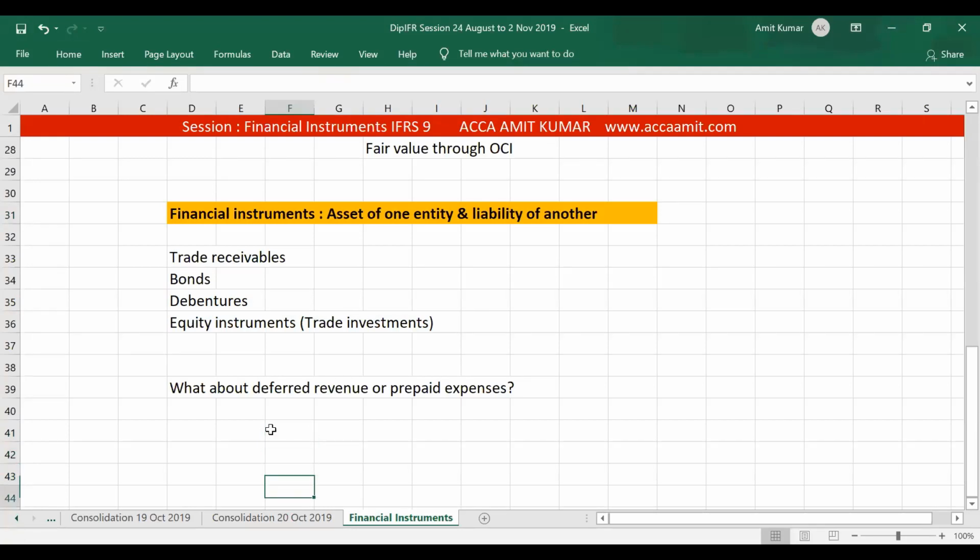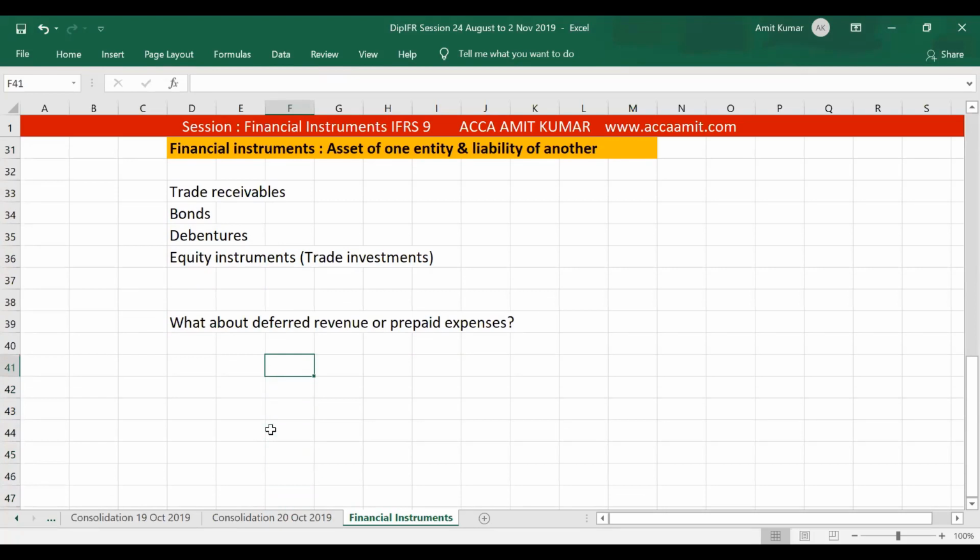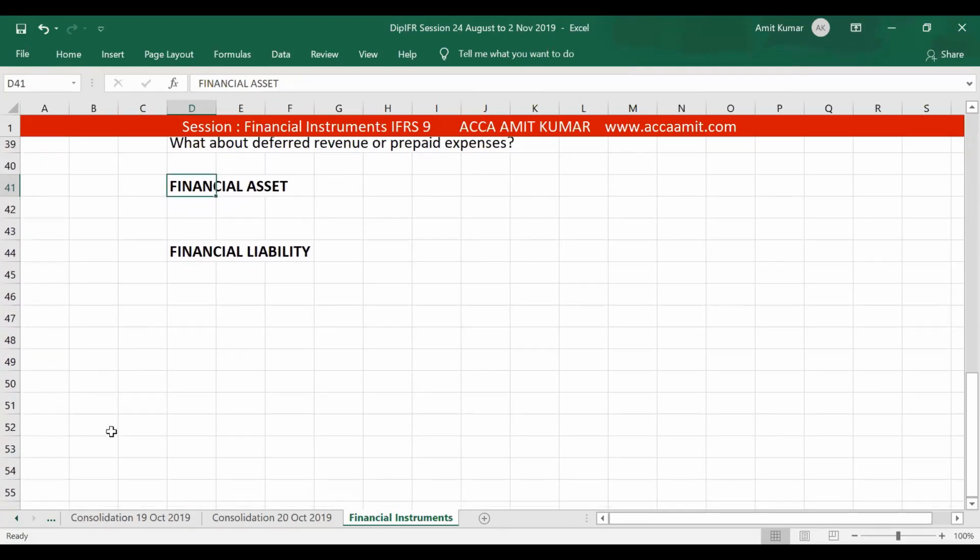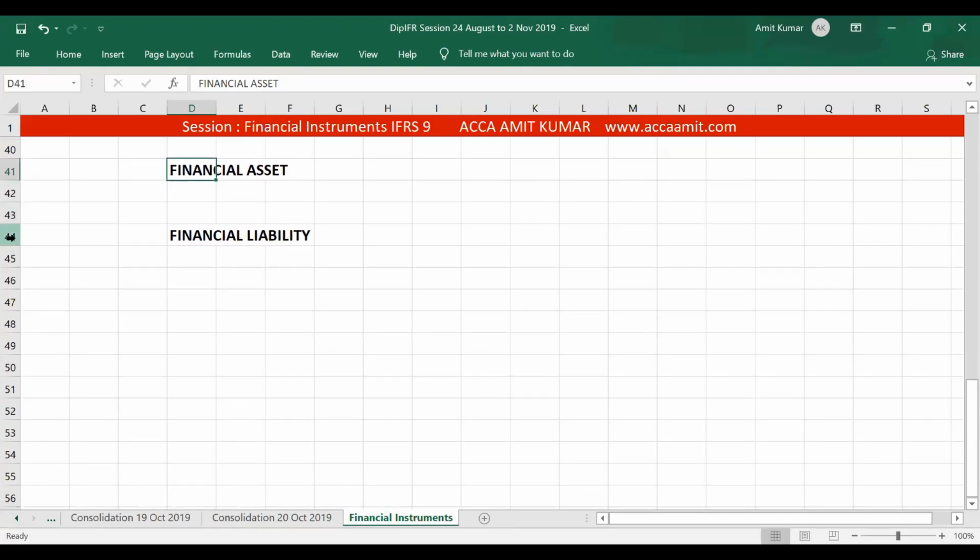So financial instruments are of two types. One is a financial asset, or it will be a financial liability. If the entity is obligated to pay, they will record a financial liability. If the entity is eligible to receive contractual cash flows or earn on the fair value of the asset, there is a financial asset. So let's have a look at financial assets and financial liabilities.